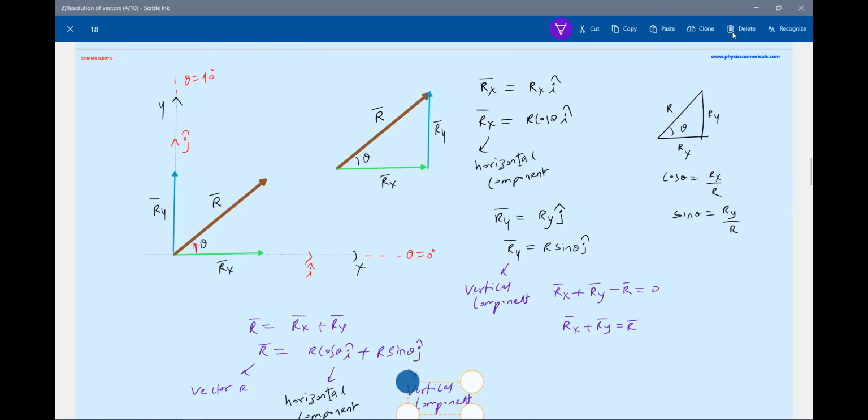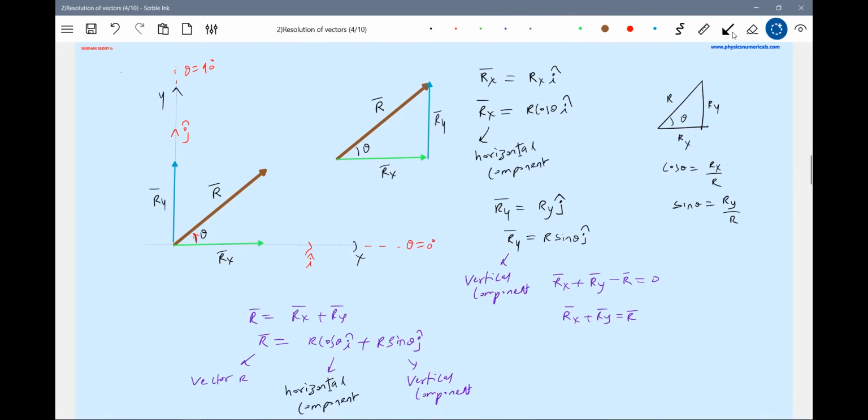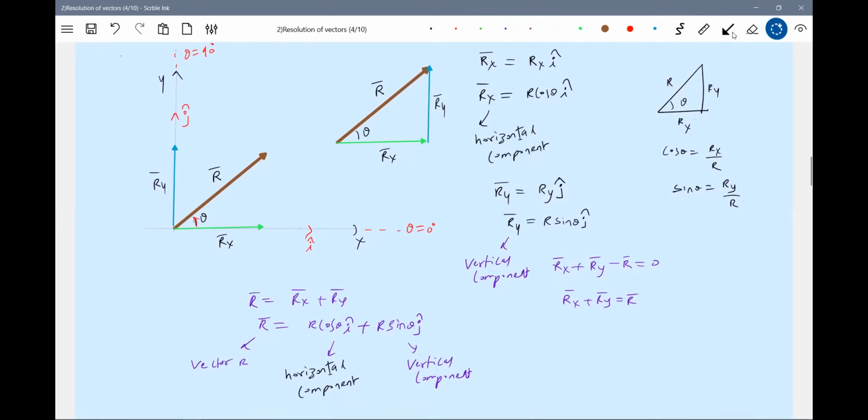I think it's very good. Indirectly what we did, we are able to break it up. We are able to split the vector. So what do you mean by components? Part of a vector. So this particular process is called resolving of vectors.